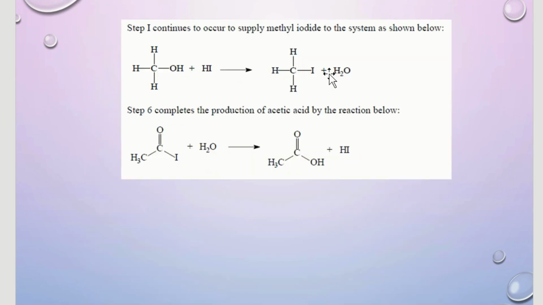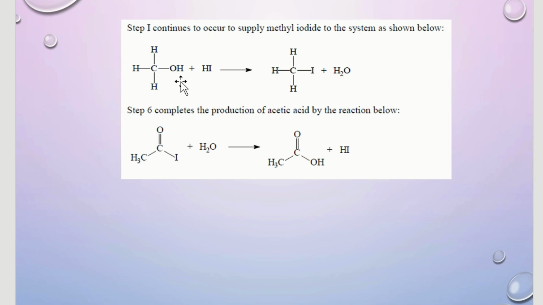Okay, so as you can see, these two reactions in step 1 continue to occur to supply methyl iodide to the system as shown below. Methanol comes from the overall reaction and is produced to react with hydroiodic acid. This methanol is actually produced from the mixture of syngas.